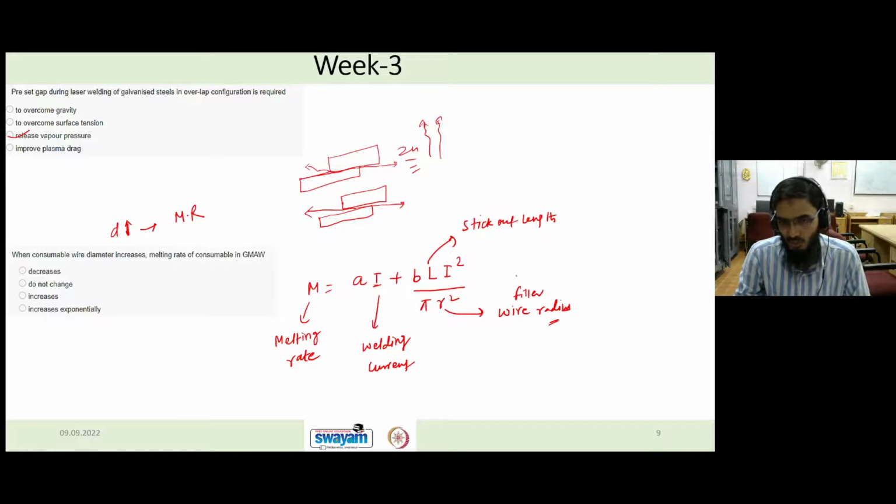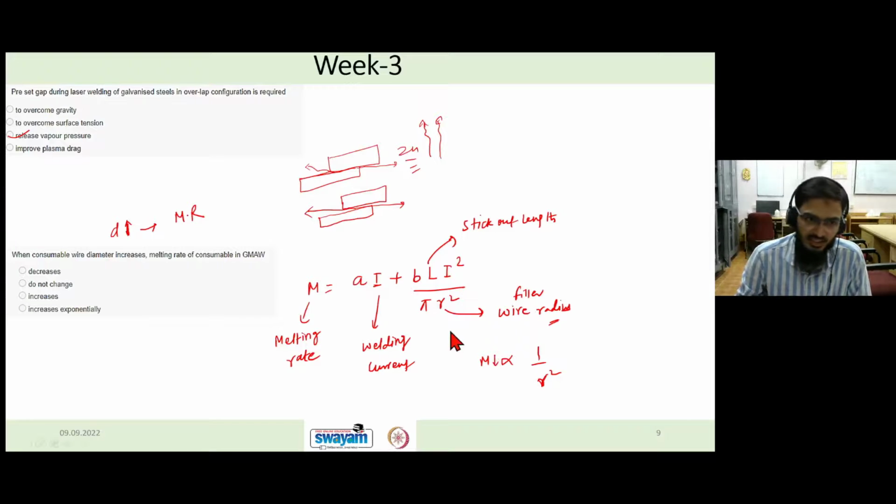As you can see in the relation itself, the melting rate is inversely proportional to the square of the filler wire radius. So if you increase the wire diameter, it will decrease the melting rate. So melting rate of consumable in GMAW is going to decrease. So the right answer is option A itself. So you got it right.